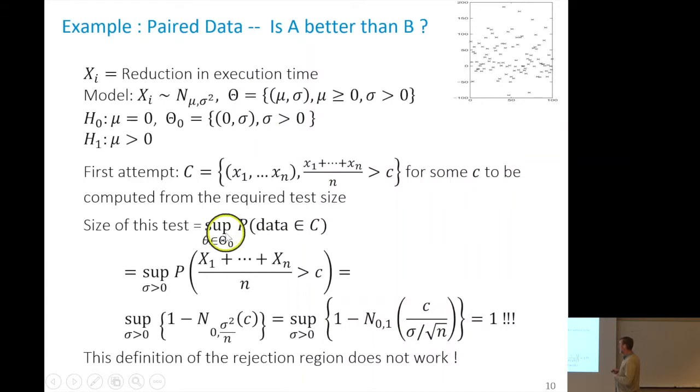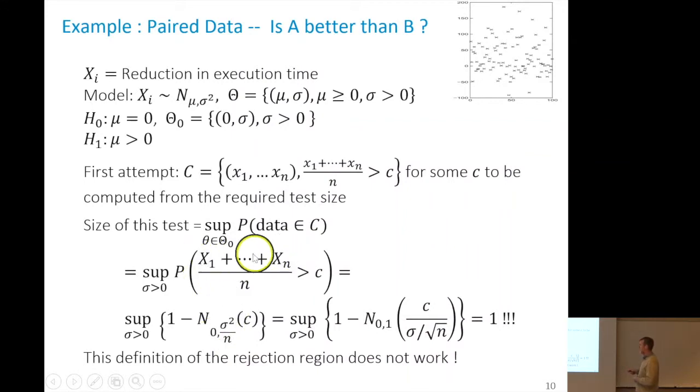However, if we do that, it's impossible to compute the size of the test, because the size of the test is the probability of failing when H0 is true. H0 is true when we are under those conditions. The unknown parameter is mu equals 0, and sigma we don't know. So I have to compute the worst case of the probability of rejecting when H0 is true. So it's the supremum over sigma of this probability. Now, x1 plus etc. plus xn under H0 is Gaussian with mean 0 and variance sigma square. So this is exactly equal to 1 minus the CDF of the Gaussian distribution.